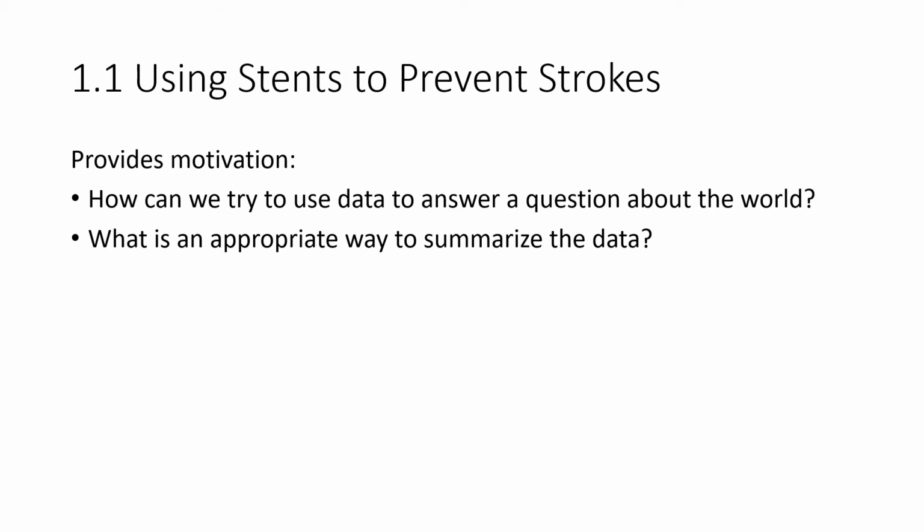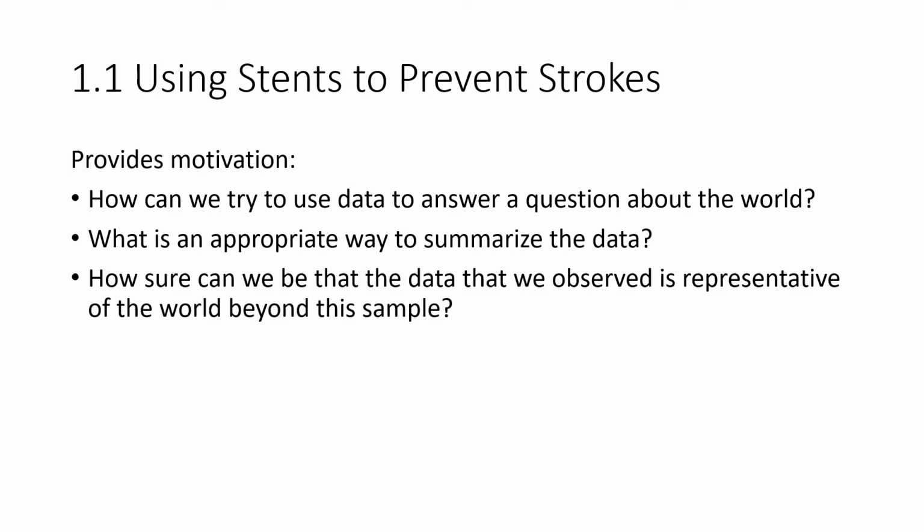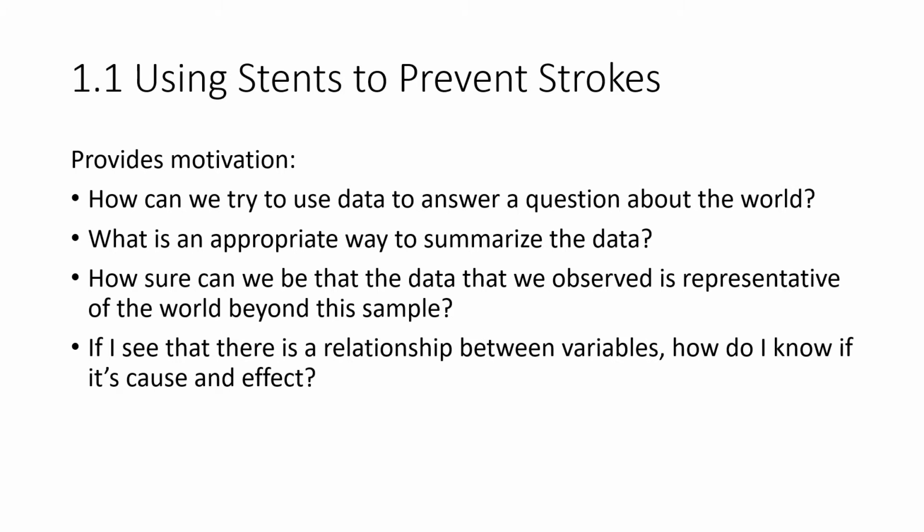What would be an appropriate way to summarize the data? How can we be sure that the data that we observed is representative of the world beyond the sample? And if I see that there's a relationship between 2 variables, how do I know if it's cause and effect? Right, so these are some of the things that we're going to be motivating in this first section.